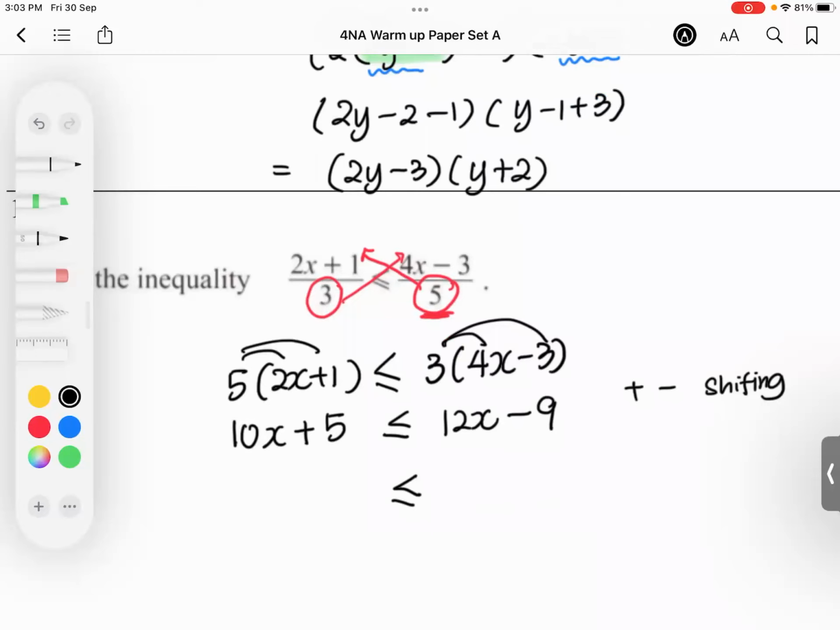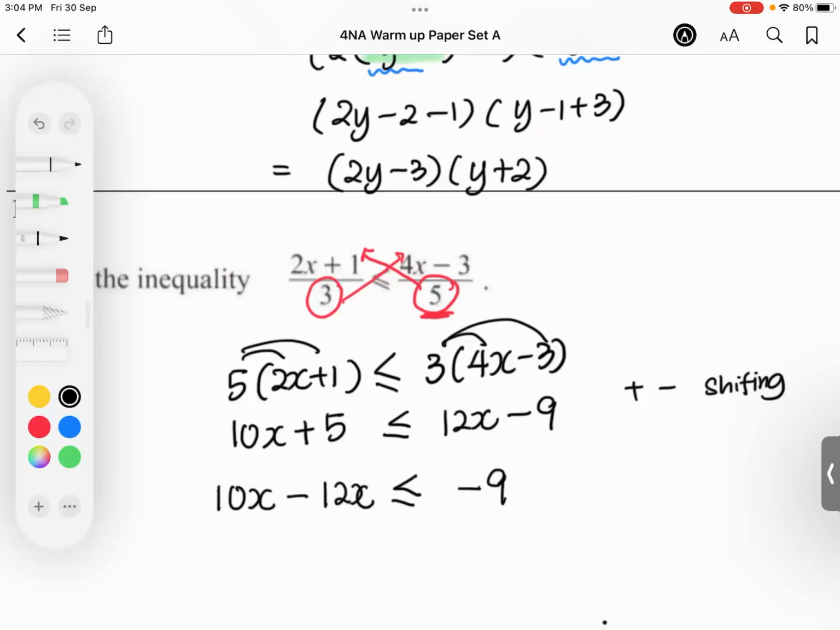Why is that so? Because the inequality sign is very difficult to shift places when you change and make something the subject. So usually I will always try to keep my inequality sign the same. I'll shift all my numbers and x on the left hand side, numbers on the right hand side.